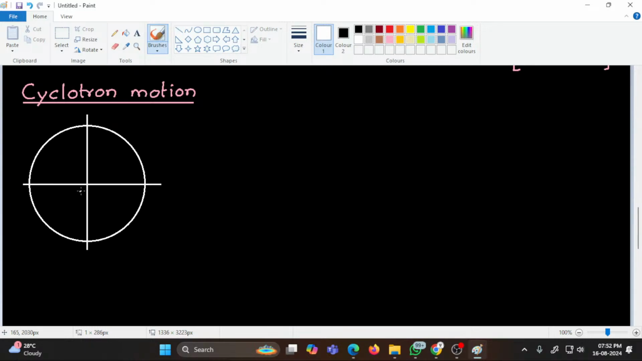The magnetic field is going into the page of the paper, and the velocity vector v bar is in this direction. Then the force acting is in this direction. Here the magnetic force provides the necessary centripetal force for the circular motion.